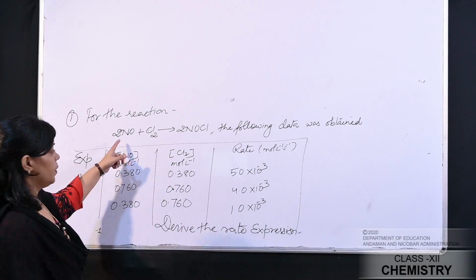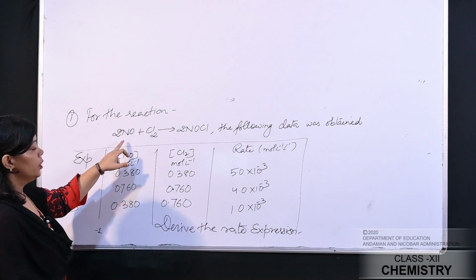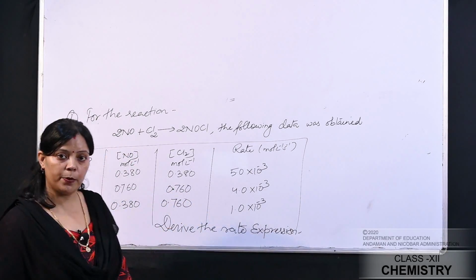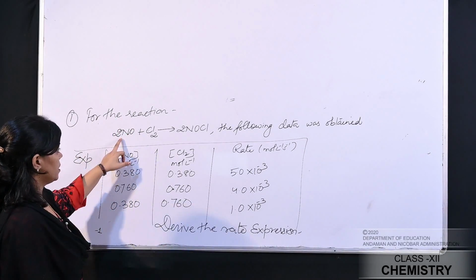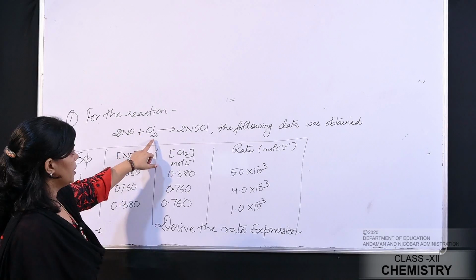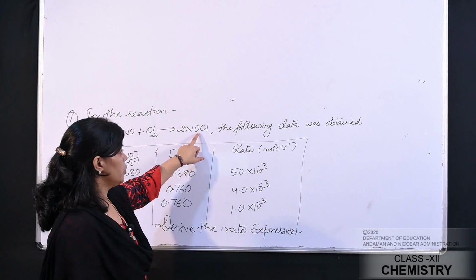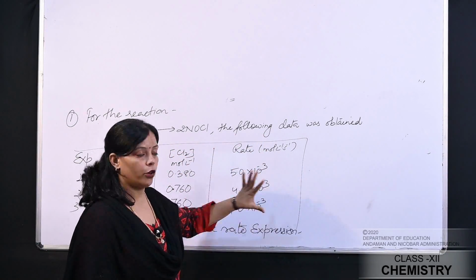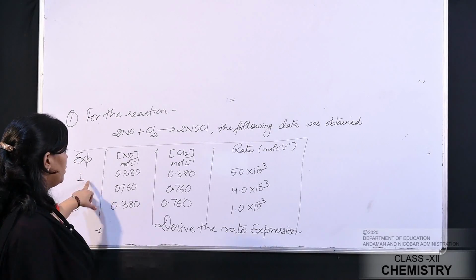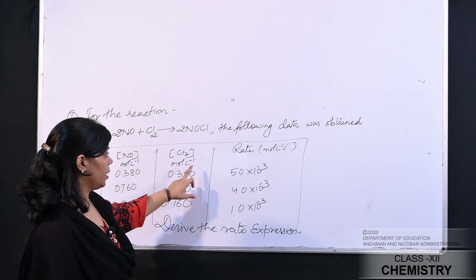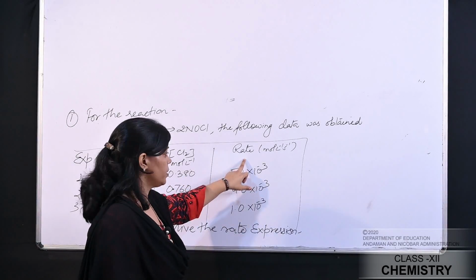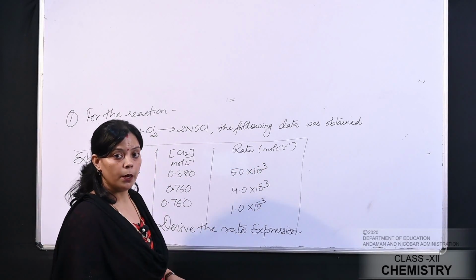This numerical is given to you as a home assignment, to derive the rate expression using the initial rate method. In this numerical, the reaction is nitric oxide combining with chlorine to give nitrosyl chloride, and the following data was obtained. In experiment 1, this is the concentration of NO, this is the concentration of chlorine in mole per liter, and this is the initial rate, measured in mole per liter per second.